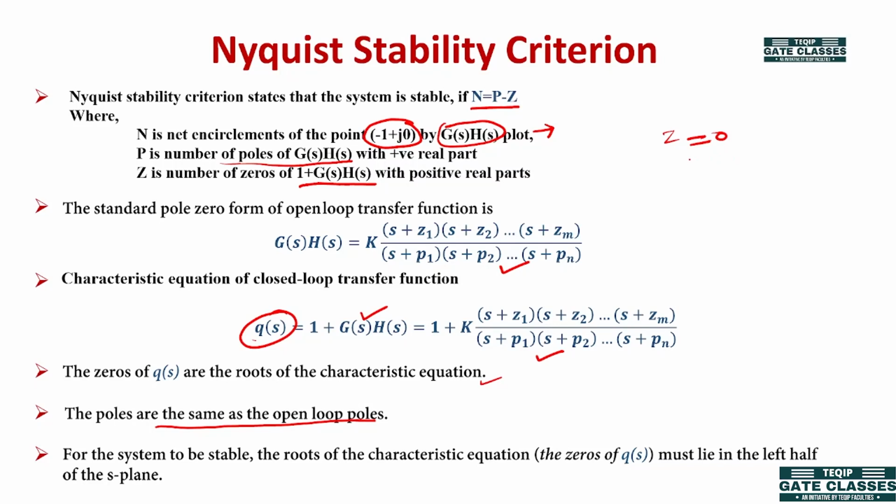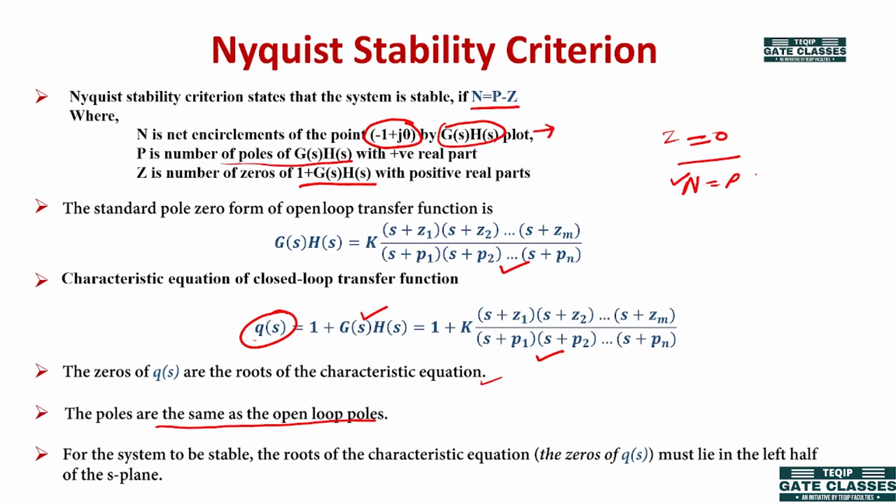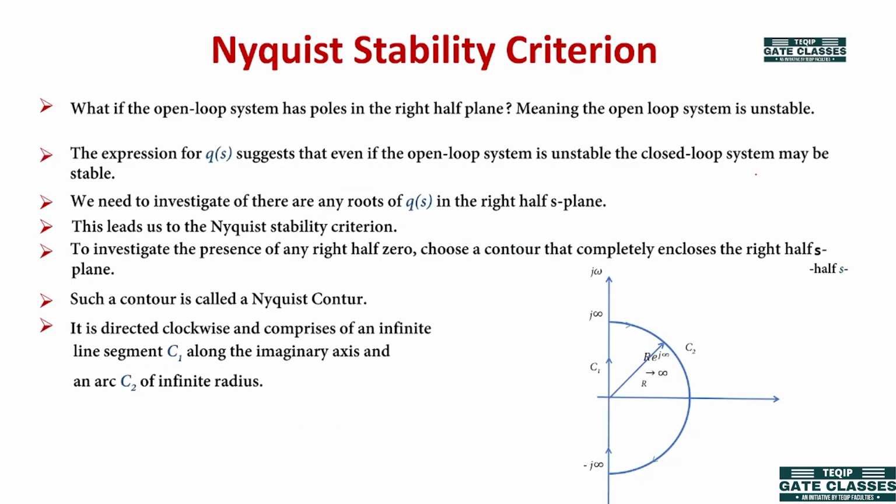So for the system to be stable, Z should be equal to 0, and that means N should be equal to P, that is, the number of encirclements of the point -1 + j0 must be equal to the number of poles of the open loop transfer function with positive real parts, or that lie in the right half of the S plane. So this is the main statement of the stability criteria.